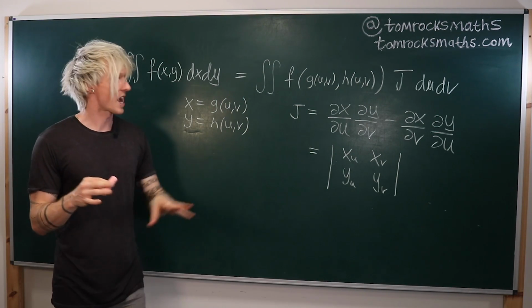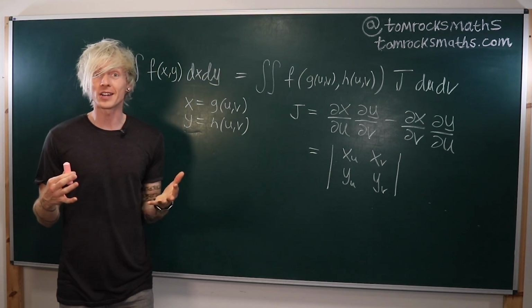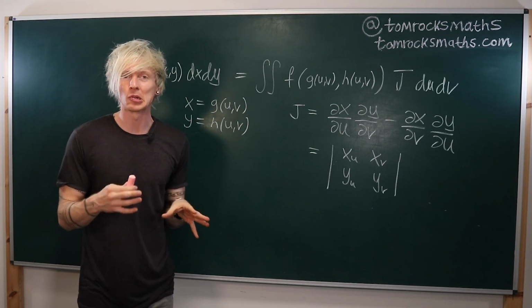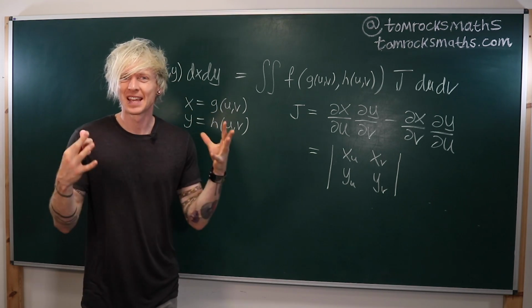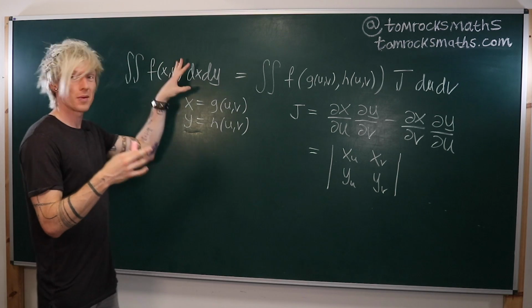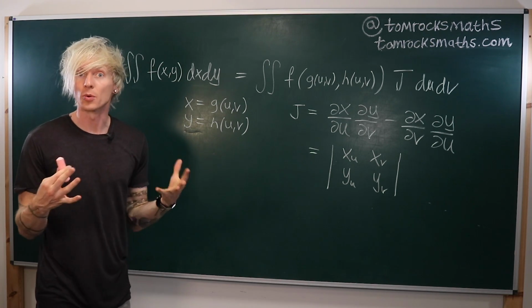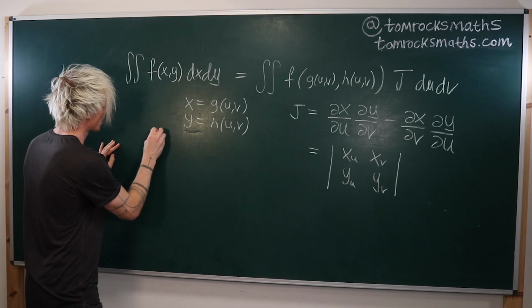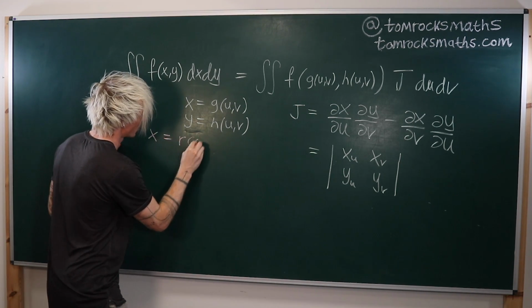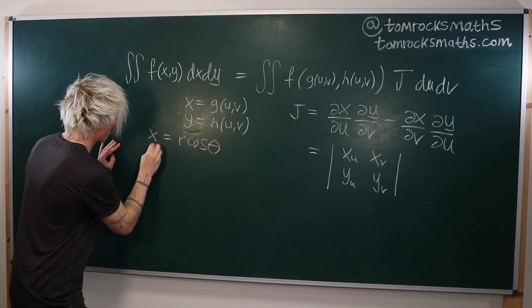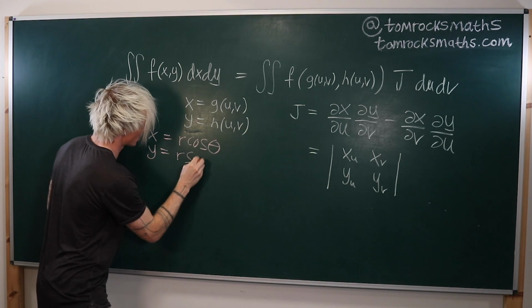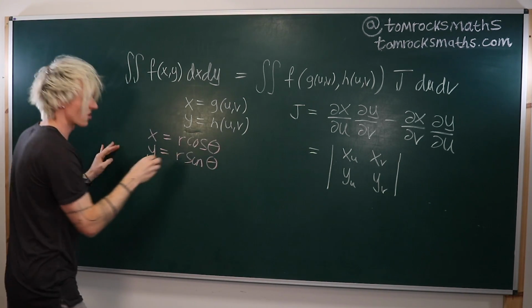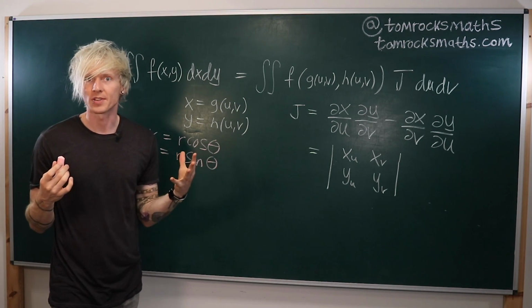Finally, let's just check that this general formula works for our original example for the unit circle. So remember, we were changing from x and y Cartesian coordinates to polar coordinates. And in polar coordinates, we know that x is equal to r cos theta and y is equal to r sine theta. And this just follows from basic trigonometry.